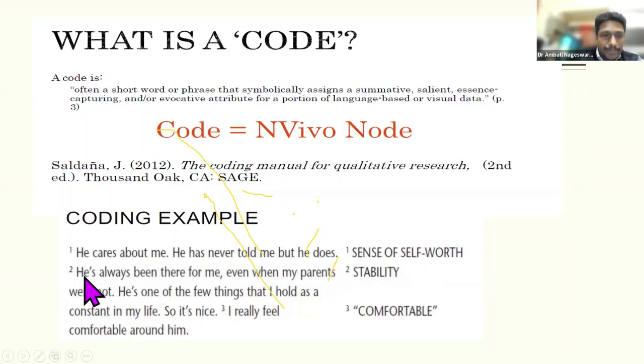Right. Second one, "He's always been there for me, even when my parents were not. He is one of the few things that I hold as a constant in my life." Now, based on my understanding, of course, it's not mine. This is Professor Saldana, as many of you might know, a very renowned scholar in the area of qualitative research work. You can refer to this particular manual if you want to explore more. I'll also share his ebook. Okay. Now, for these two lines, we are giving the code as stability.